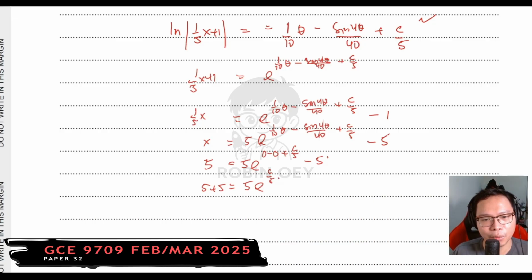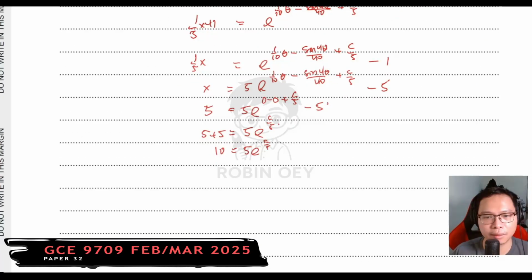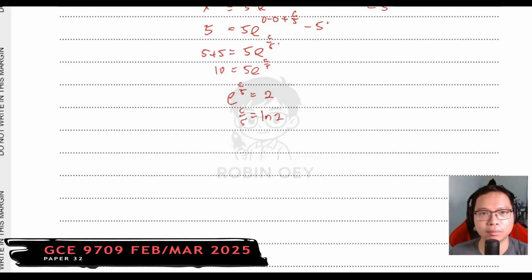So we get 10 equals 5e to the power of c over 5, then e to the power of c over 5 is 2. So c over 5 is ln 2. Okay, so we got that. Now I just input everything again.